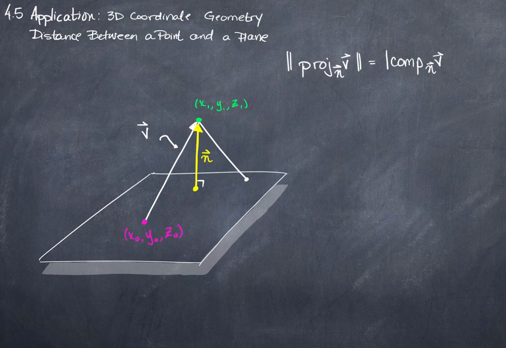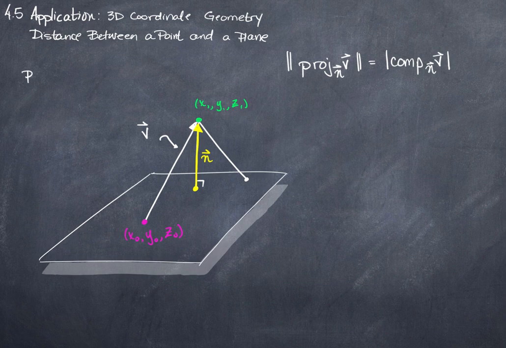And that's a real number. So what I want is its absolute value. This could be a negative value, but since I'm looking for a length, a magnitude, this number has to be positive. So I'm going to take its absolute value.